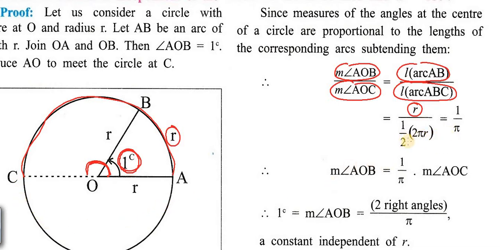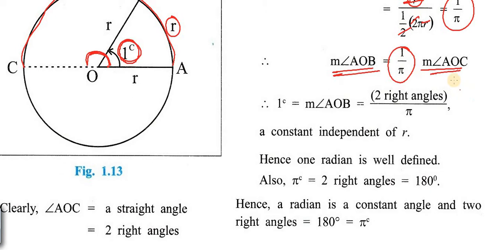So half into 2 pi r, this 2 gets cancelled, r gets cancelled, and we get 1 upon pi. Now let us shift angle AOC to right hand side, and so we get measure of angle AOB is equal to 1 upon pi into measure of angle AOC. But now we know angle AOC is a straight angle. Straight angle is equal to 2 into right angles. Straight angle is 2 right angles.